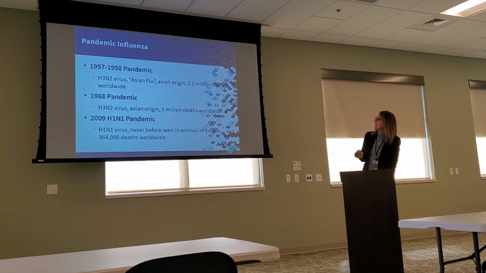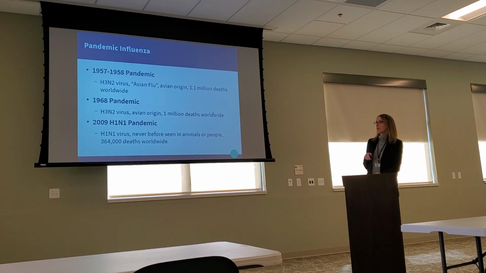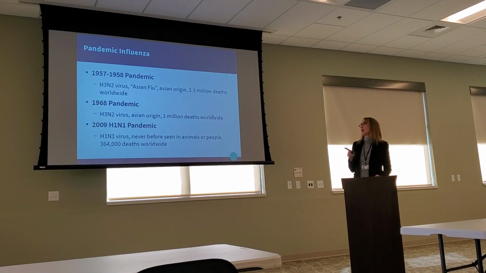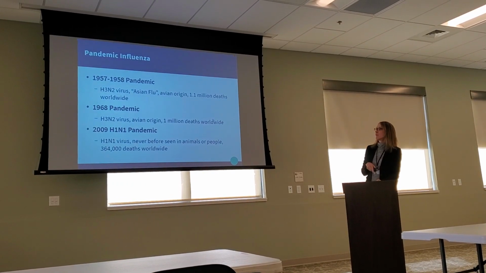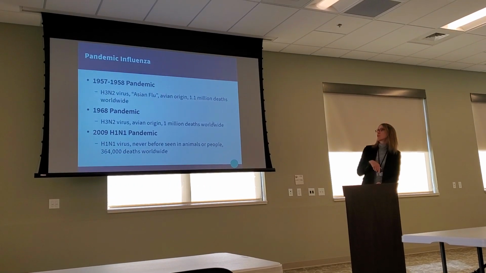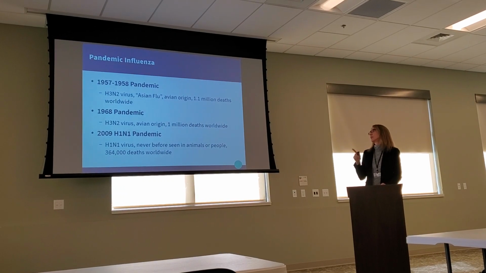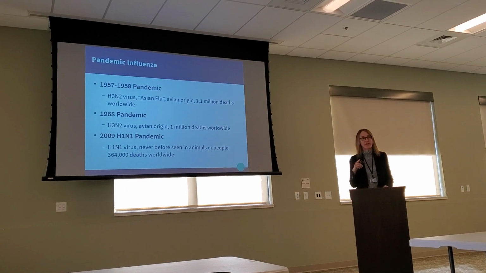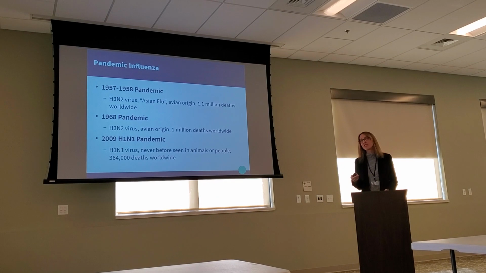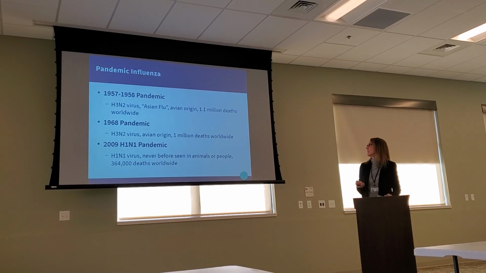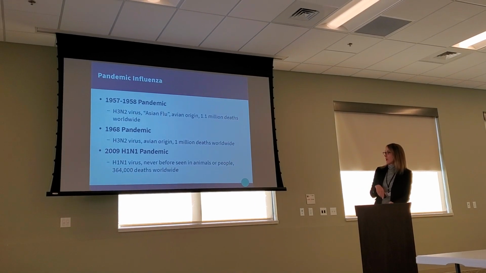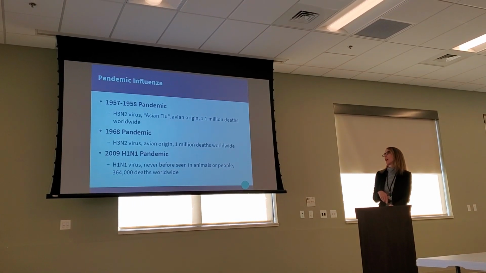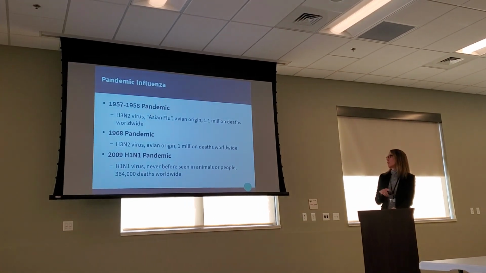Since the Spanish flu, there have been 3 other pandemics. There was a pandemic in the 57-58 flu season. It was an H3N2 virus. They called it the Asian flu. It was of avian origin, meaning it came from birds, and 1.1 million deaths worldwide. In 1968, there was another pandemic. It was again an H3N2 virus, avian origin, 1 million deaths.